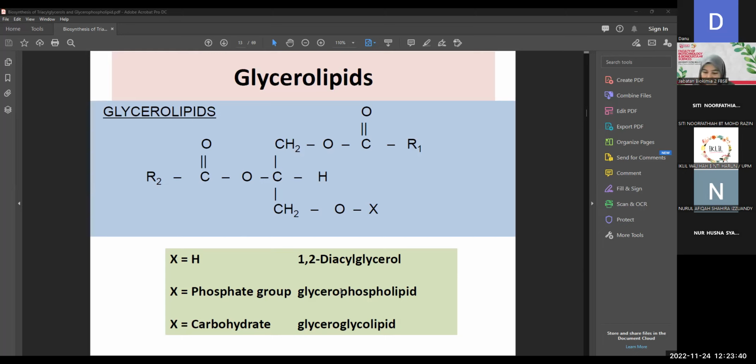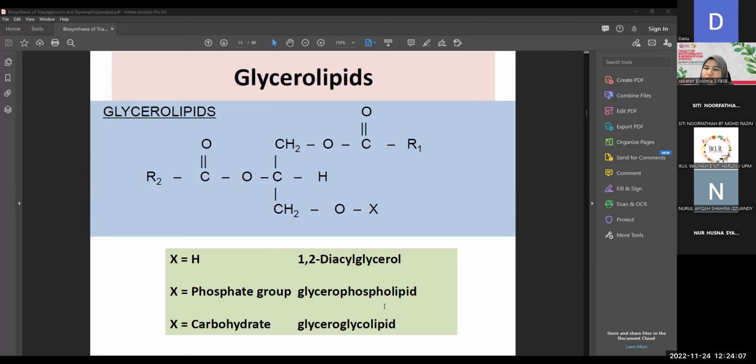If a phosphate group is attached here, this structure is known as glycerophospholipid. If carbohydrate attaches to this head group, it will form glyceroglycolipid. Carbohydrate, glyco; phosphate group, phospho. That's how the naming of the molecule basically explains the structure.